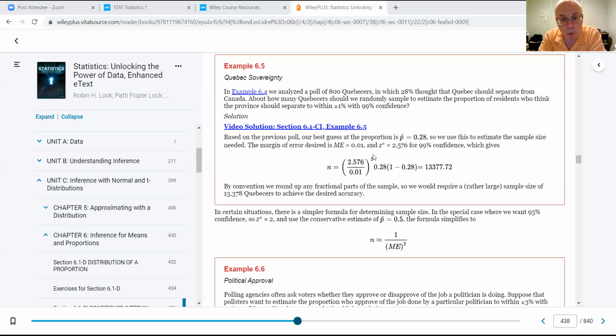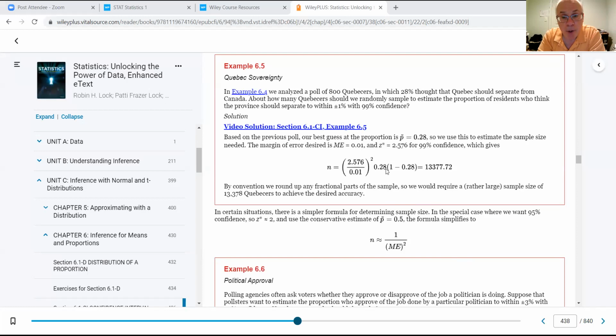The margin of error that we want is 0.01. Now, if the margin of error is 0.01, the length of the confidence interval is going to be 0.02. Remember I said the length of the confidence interval is 2 times the margin of error. All right? So I want the length of my confidence interval to be 0.02. I want my margin of error to be 1/2 of that, which is 0.01.